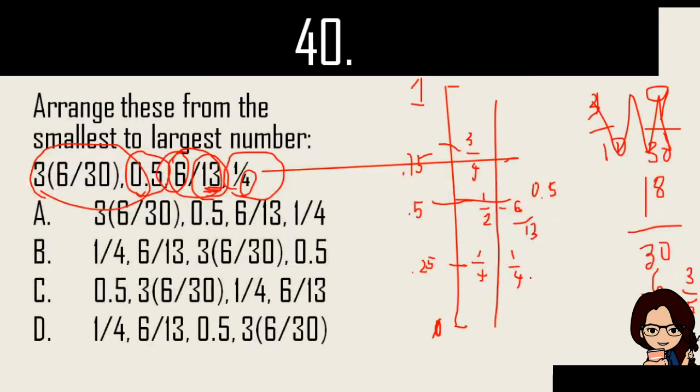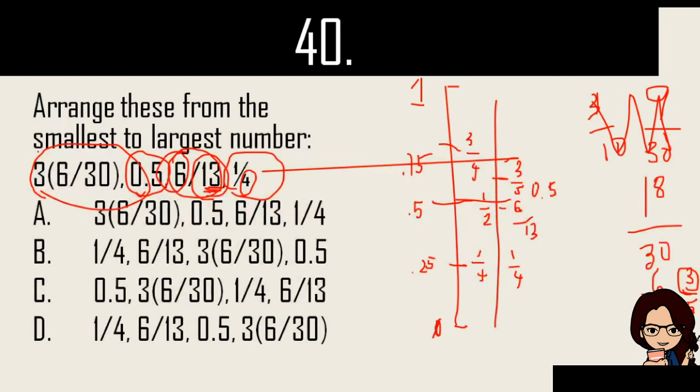Ang pinakamataas pa lang natin right now is 0.5. Ang kalahati ng 5 is 2.5. Anong mas malaki? 3 o 2.5? Syempre, 3. So, yung number na to is mas mataas siya kaysa sa kalahati. It would be around here somewhere, 3/5, or yung 3 times 6/30.